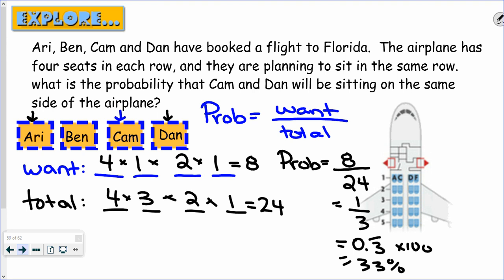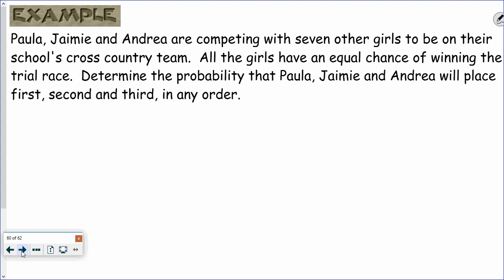So let's try another one. Paula, Jamie, and Andrea are competing with 7 other girls. So that means that there's 10 girls altogether. They're trying to be on the cross-country team. All the girls have an equal chance of winning the trial race. Determine the probability that Paula, Jamie, and Andrea will be first, second, and third in any order.